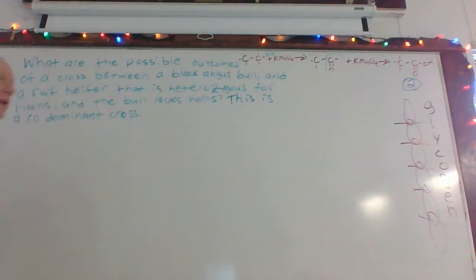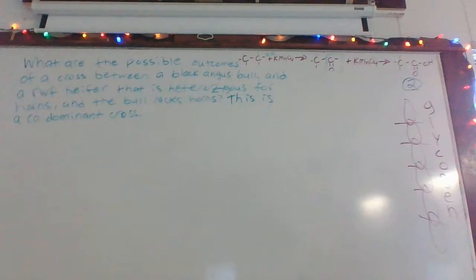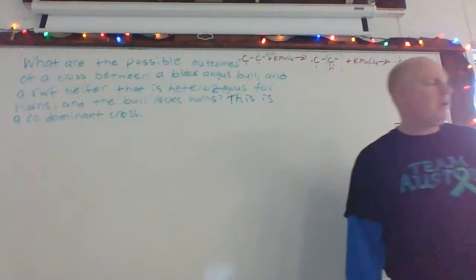Continuing on with our segment of different types of crosses that we might come across, what are the possible outcomes of a cross between a black Angus bull and a red white-faced heifer? This heifer is also heterozygous for horns, and the bull lacks horns. And this is an example of a codominant cross.